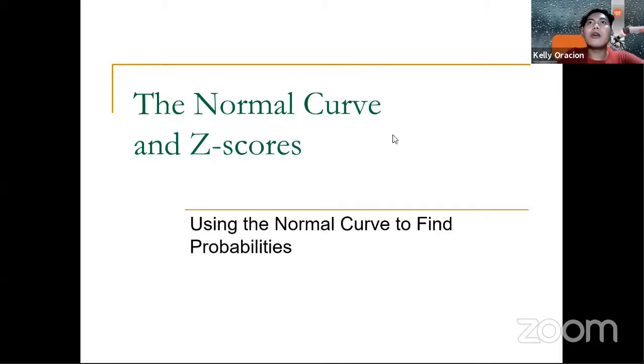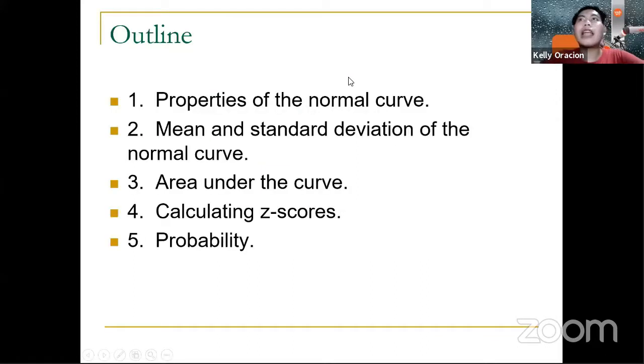Okay, so let's have the outline of our discussion. Properties of the normal curve, the mean and standard deviation of the normal curve, the area under the curve, and calculating z-scores. Wala na itong probability. Iba na itong probability. Hindi siya kasali.